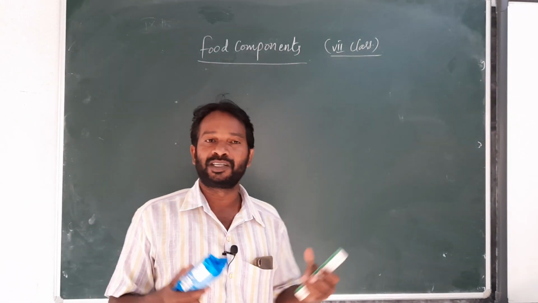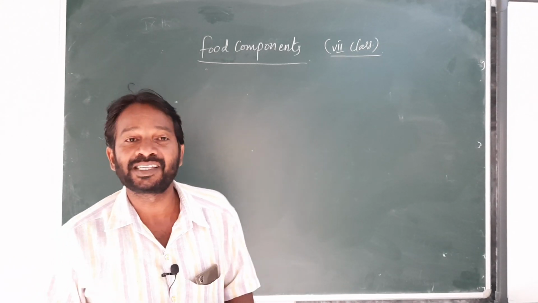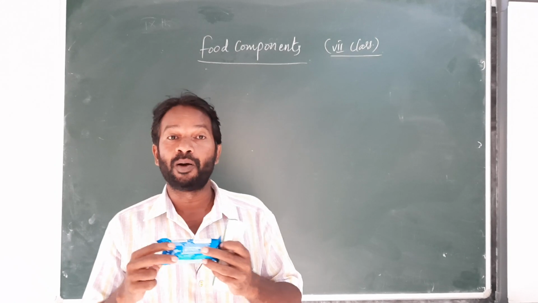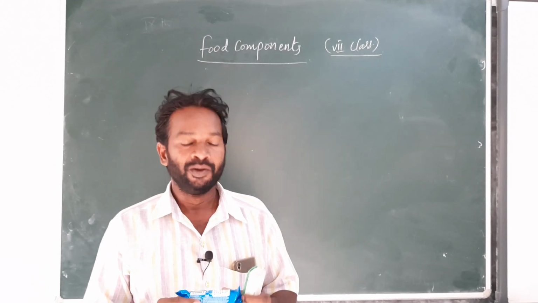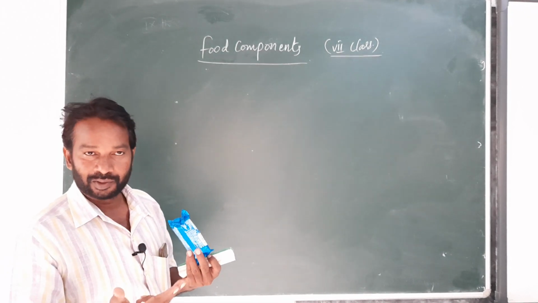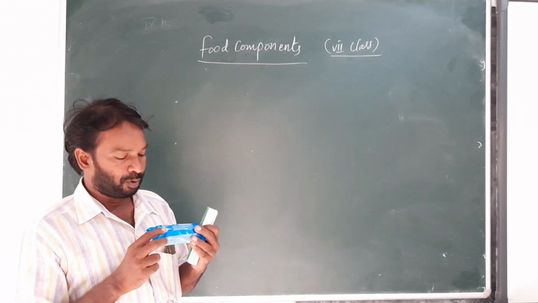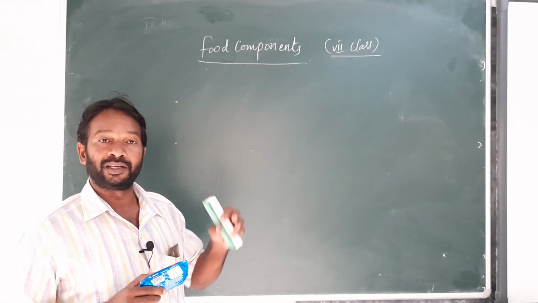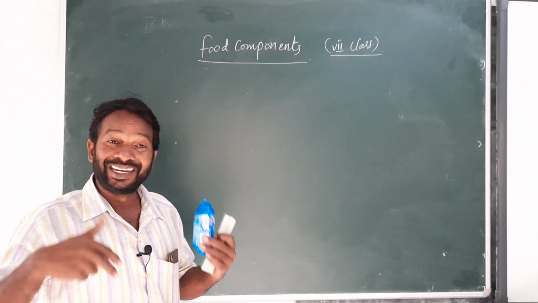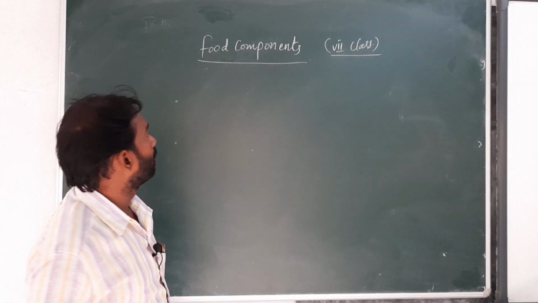Before purchasing any food item in the market, we observe what components are present in it. We also check the expiry date and manufacturing date, and the food components are clearly mentioned on every packed food. Our everyday food also contains some food components.